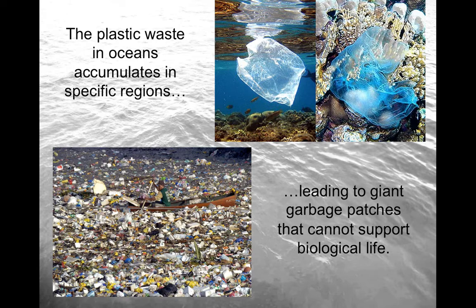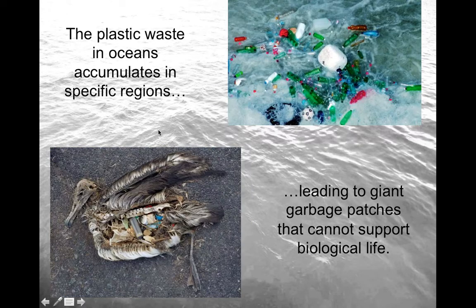So what happens? Basically, we have plastic waste that is going to be dropped into the ocean one way or another. Once it's deposited, it's going to accumulate in specific regions, right? And that's going to lead to these giant garbage patches. And these garbage patches cannot support biological life, right? Because all of this trash, these little pieces of trash, can end up being consumed by and end up in the stomachs of these organisms, which are unable to digest it, and it just causes severe blockage, if not poisoning, and eventually they end up starving to death with a full stomach.